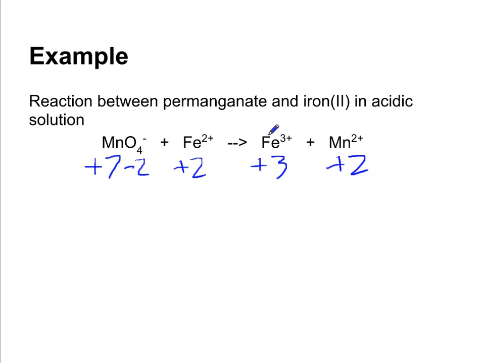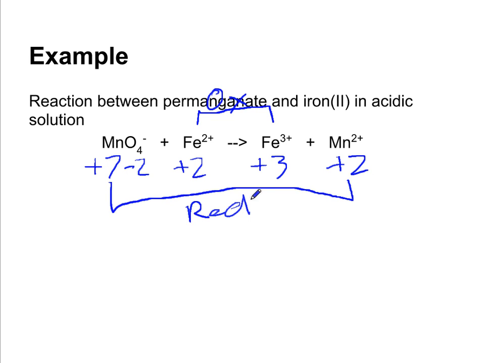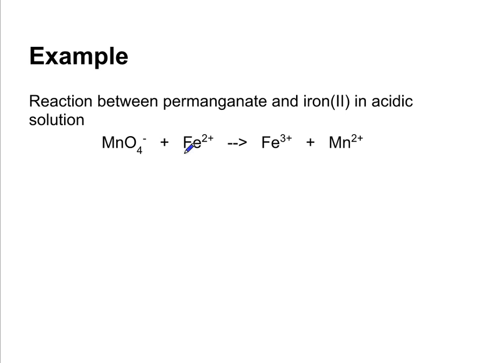So to identify what happened to these things, iron became more positive. That means it lost electrons. That means it was oxidized. And manganese became more negative. It gained electrons. That means it was reduced. So we're going to be dividing this reaction up into an oxidation and reduction half reaction. We're going to start with the reduction half reaction. So we're going to look at MnO4 minus going to an Mn +2.